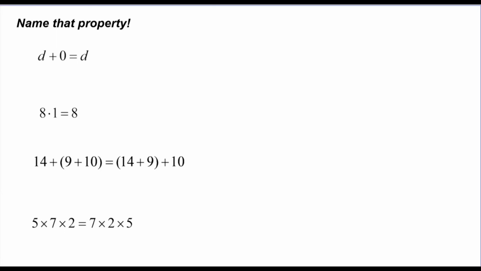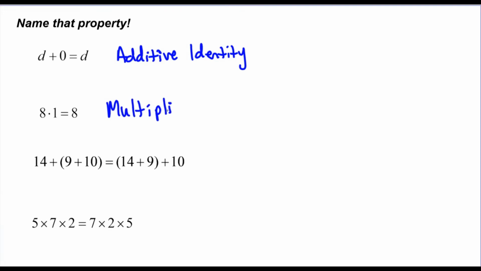So in the first one, we have d plus 0 equals d. So I'm adding 0 to something and it's not changing its value at all. So this is the additive identity property. I'm just going to put additive identity to save time. Next one, 8 times 1 is 8. So here I multiplied a number times 1 and it did not change its value. This is the multiplicative identity property, my favorite property to say.